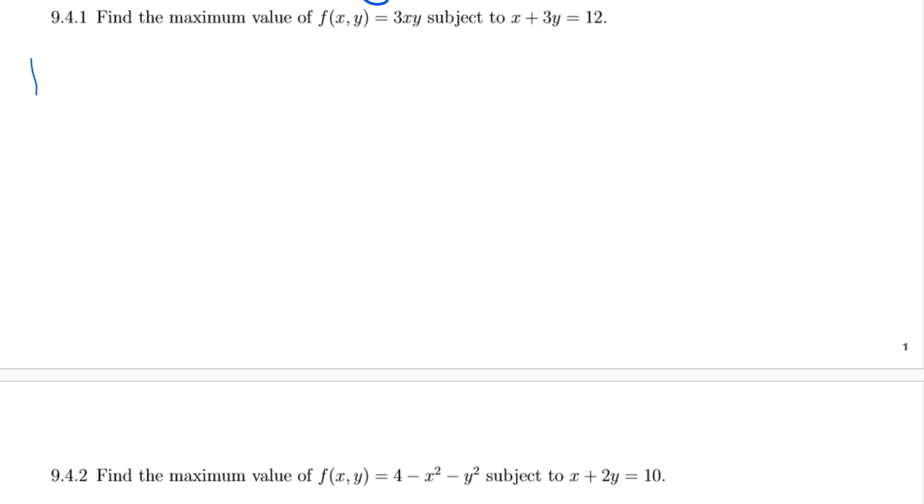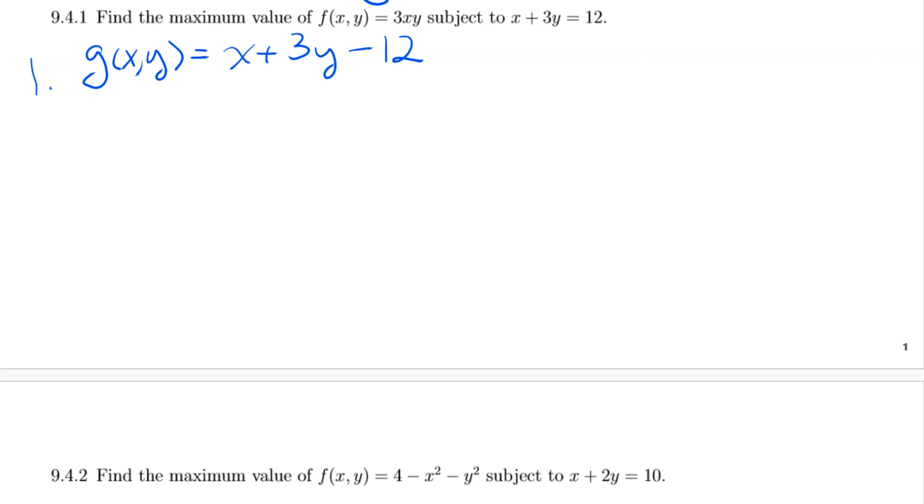There we go. Okay, so we're going to maximize 3xy subject to the constraint that x plus 3y should be equal to 12. So the first thing I'm going to do is rewrite the g of x y. For me, that's going to be x plus 3y minus 12, because that'll make this side 0. So I'm just subtracting 12 over to the other side. Hopefully that's the easiest step for you.